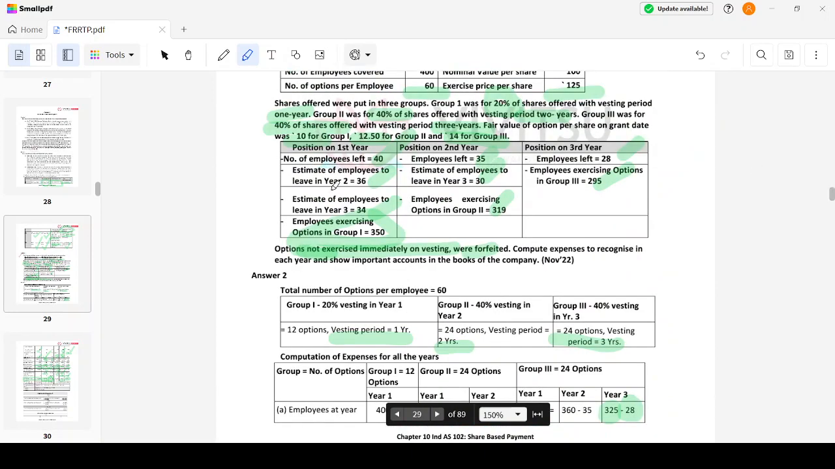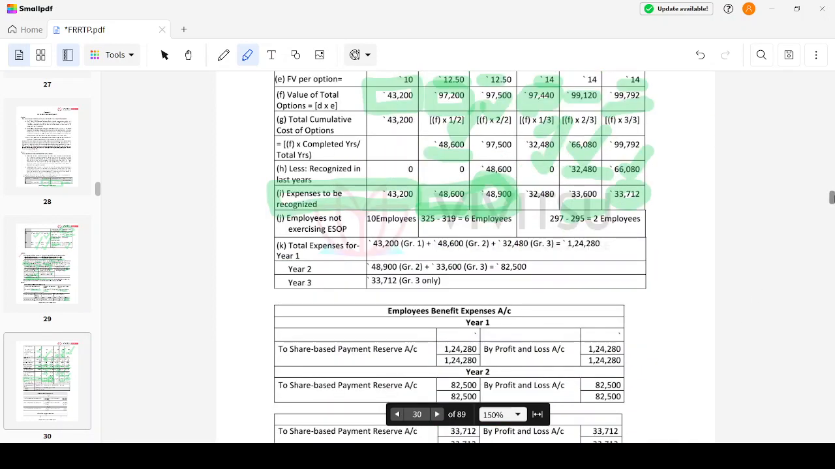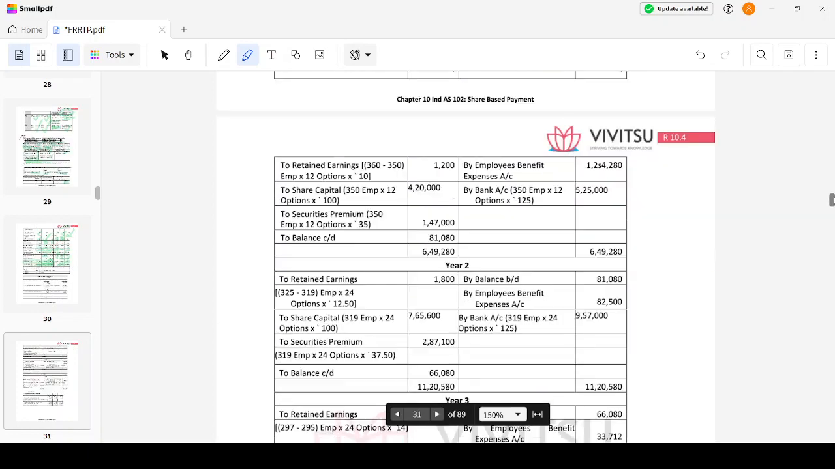This is the expense. How many have exercised it? Out of 360 employees eligible, only 350 have actually exercised, right? That is, 10 employees have not exercised. And similarly, 6 employees have not exercised in Group 2, and 2 employees have not exercised in Group 3. Okay.